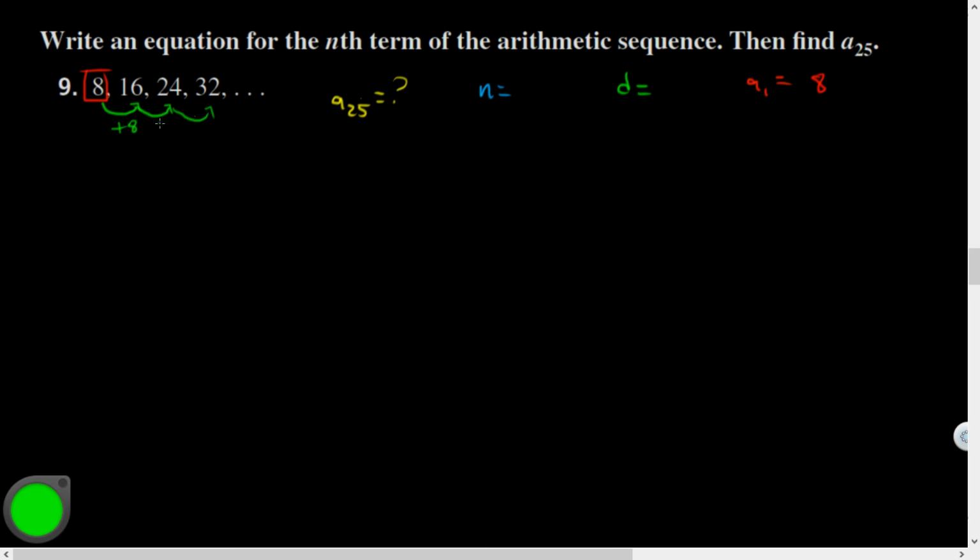Looks like it's adding 8 between each term. What's the number of the term I'm looking for? I'm looking for the 25th term. So n equals 25. So let's have you guys plug this in. I'll walk around, check it out.